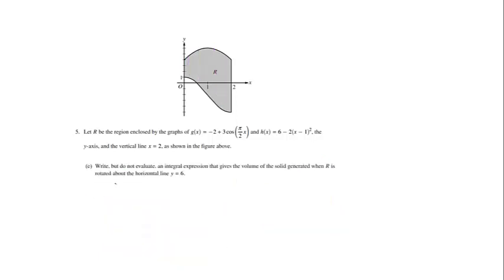All right, C, write but do not evaluate. That's always so nice when they let you do that. An integral expression that gives the volume of the solid generated when R is rotated about the horizontal line y equals 6. So y equals 6 is up here. And I can see when we revolve it, first of all, we are on a horizontal axis, so it's either going to be disk or washer, and it is going to leave a little bit of a gap. So we are definitely going to be using washer for this setup.